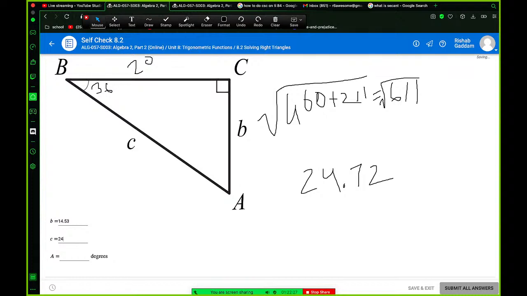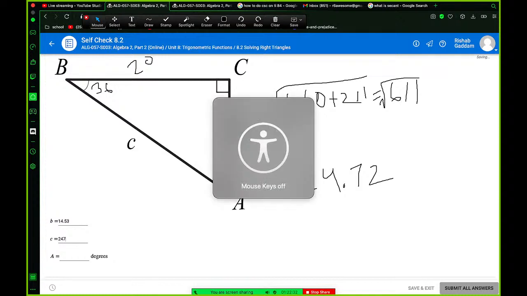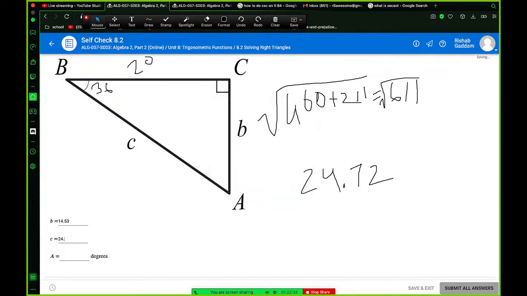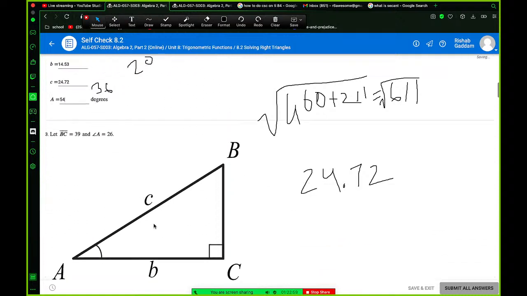Now you have to find angle A. For this, you don't even have to use any of that. You just do 90 minus 36 because all the angles of a triangle have to add up to 180. You know that, right? Yeah, since this is already 90, and 180 minus 90 is 90, that gives you 54. Yeah. Good job.